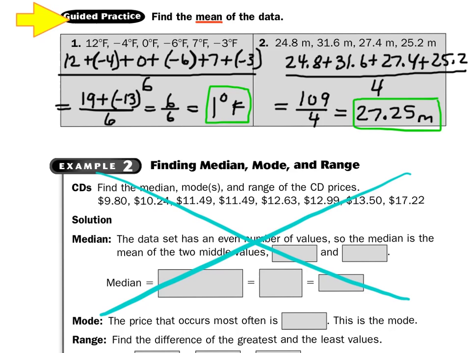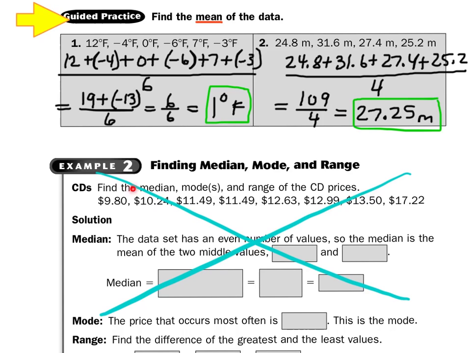Take a look at number 2. So we would add 24.8 plus 31.6 plus 27.4 plus 25.2, and then divide by how many we added. 1, 2, 3, 4. So divided by 4. So that gives me 109 divided by 4. Remember, you can divide in and out, and you would get 27.25. And then don't forget to label it meters.